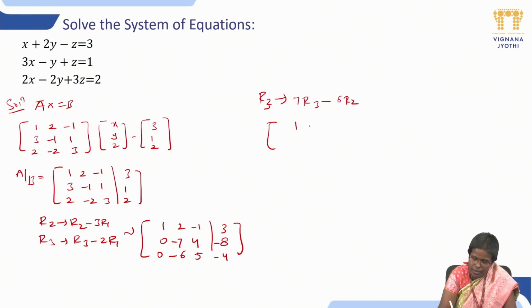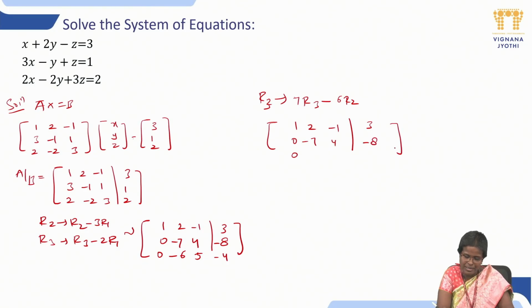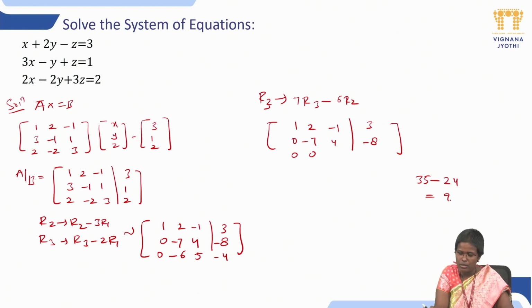What are we going to get? 1, 2, minus 1, 3, 0, minus 7, 4, minus 8. Naturally, this is a 0. Minus 6 into 7, that is nothing but 42. Minus 2 minus is 0. Right. 7 into 5, 35 minus 6 into R2, that is nothing but 24. What are we going to get? 9. Okay.